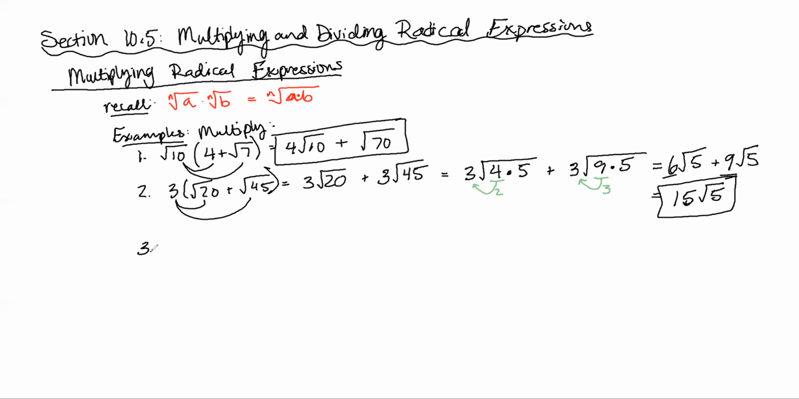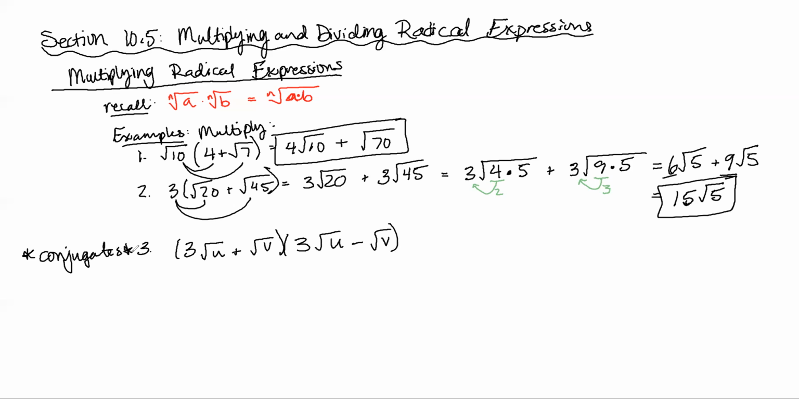Okay, so number 3, let's go ahead and try another one of these. This one we're given in parentheses 3 square root of u plus square root of v times 3 square root of u minus the square root of v. Now, these are something special called conjugates. And so what conjugates are, I'll write this over here.